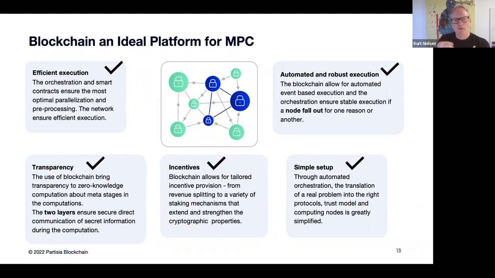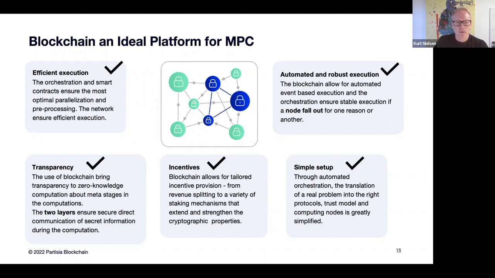Another reason is that you have this automated and robust execution, so you can have efficient and automated orchestration of everything, and you can manage that a node is failing, and you can reset and reshare the information and keep the computation running. You can also improve the encryption schemes by incentives. So you can build incentives into this that strengthen the whole network. And at the end, you have the opportunity to simplify the whole setup. All of this stuff is very complicated, but that is under the hood, and you're basically just facing a smart contract language that allows you, in a simple way, to point at the type of computation you want to do, whether that is a public thing or a private thing, and then execute the smart contracts.